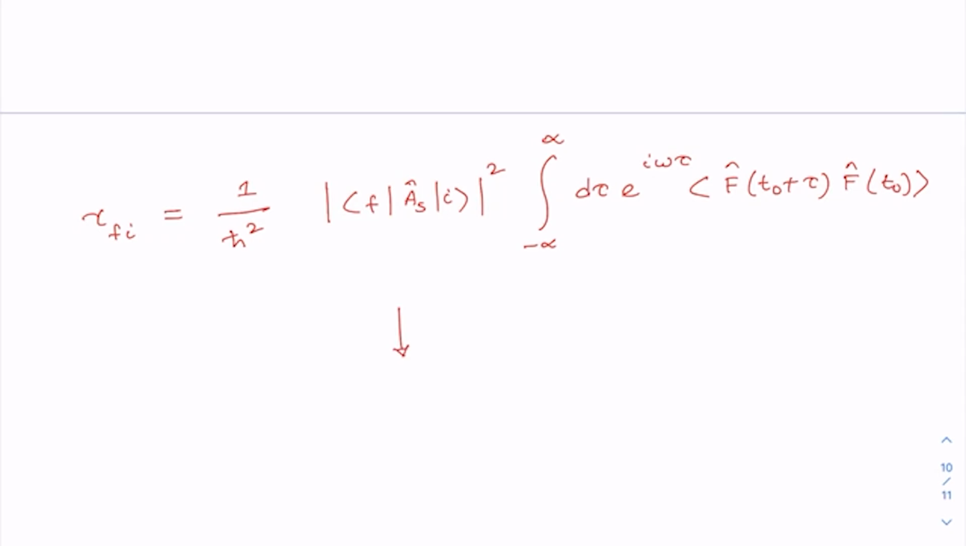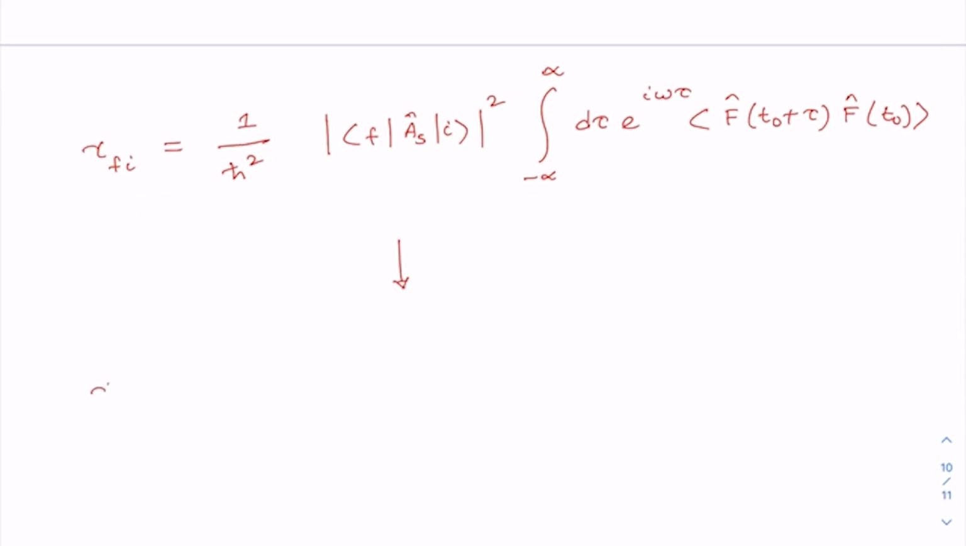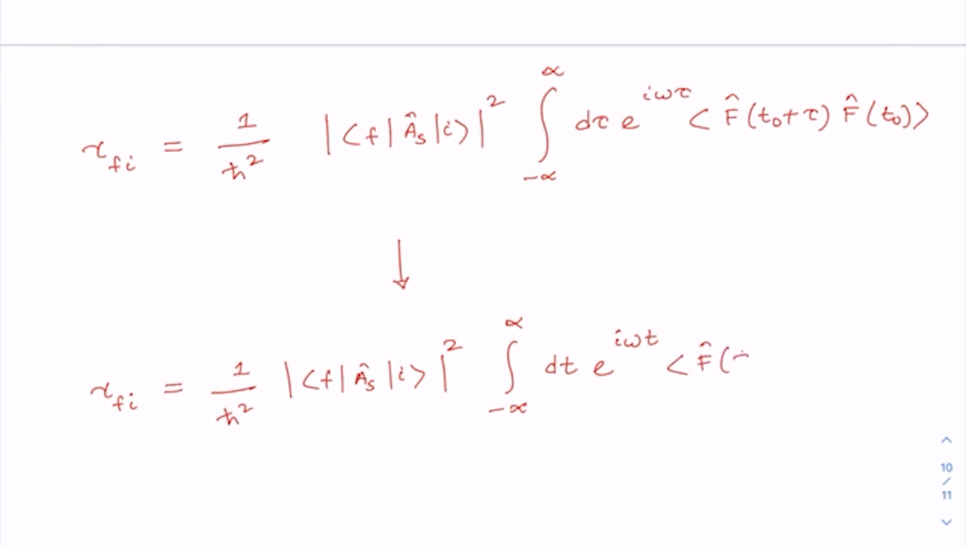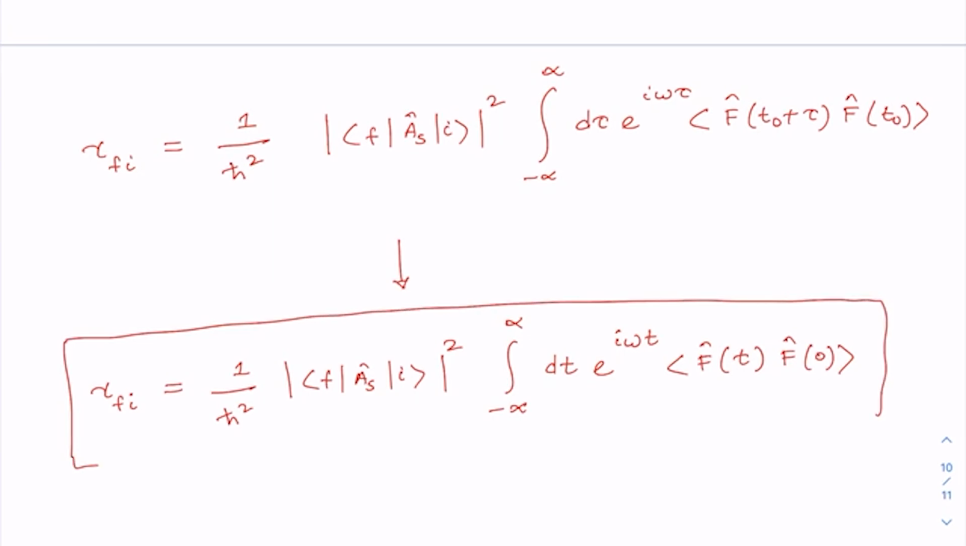So more conveniently, the usual form that we also wrote in lecture 21, gamma fi would be equal to 1 by h cross square, |f as I| mod square, and integration from minus infinity to plus infinity, let me take the liberty of writing it as dt, e to the power I omega t f(t) f(0). Okay, so this is the required Fermi golden rule formula that we have derived now in this supplementary lecture.